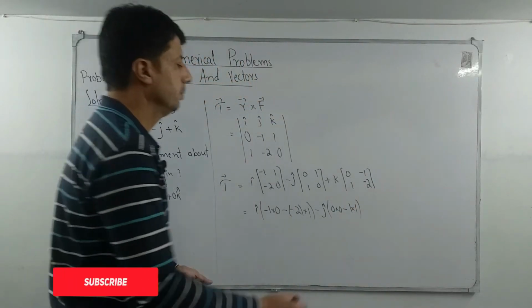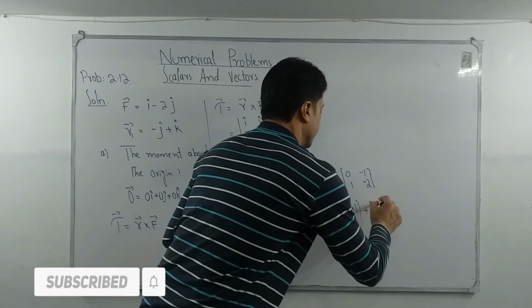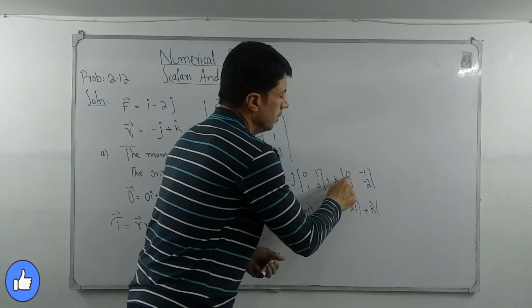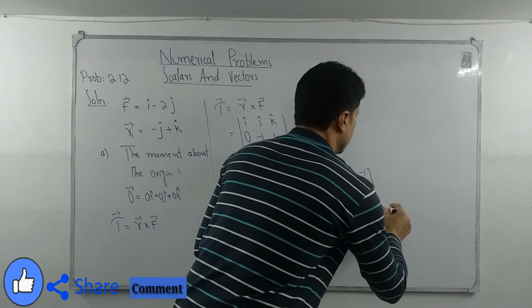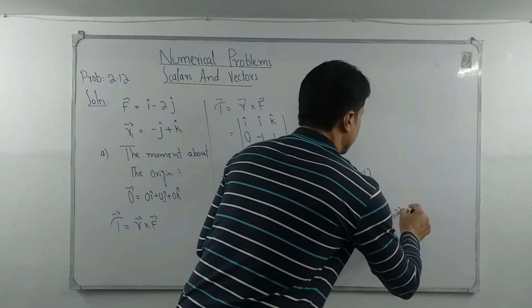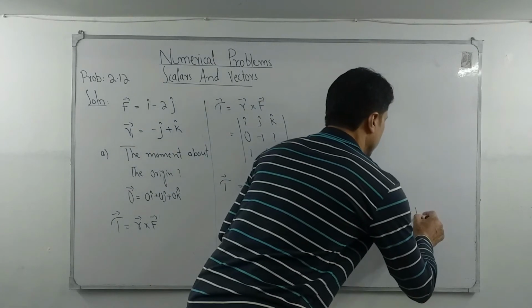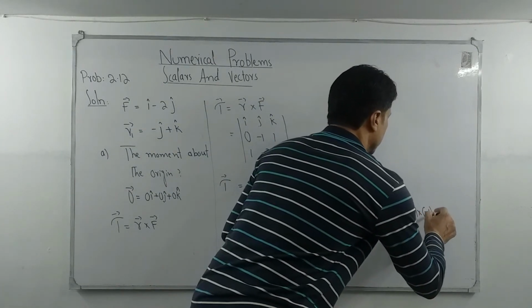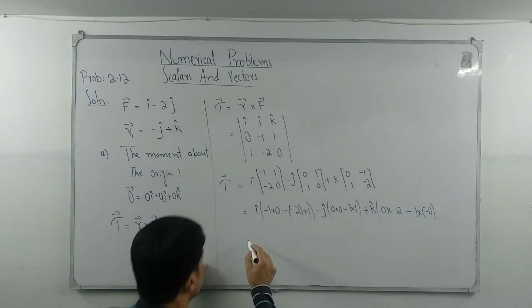Okay. Then plus k, and again the product of this diagonal, which is 0 multiplied by minus 2, minus 1 multiplied by minus 1. Okay. Now we will solve this one.